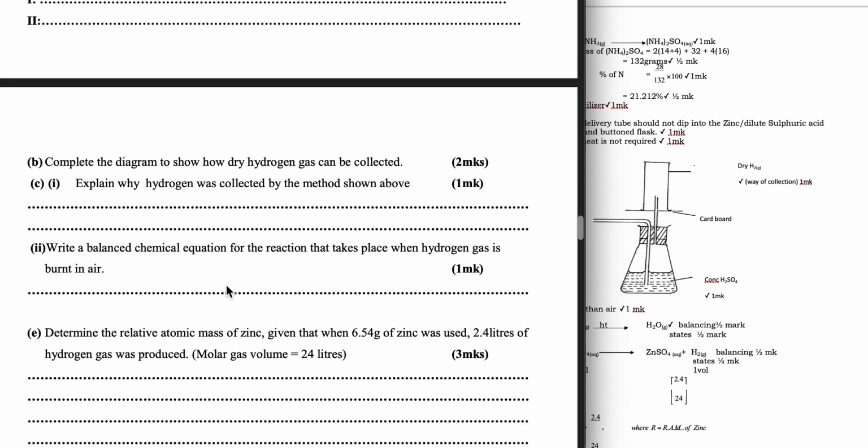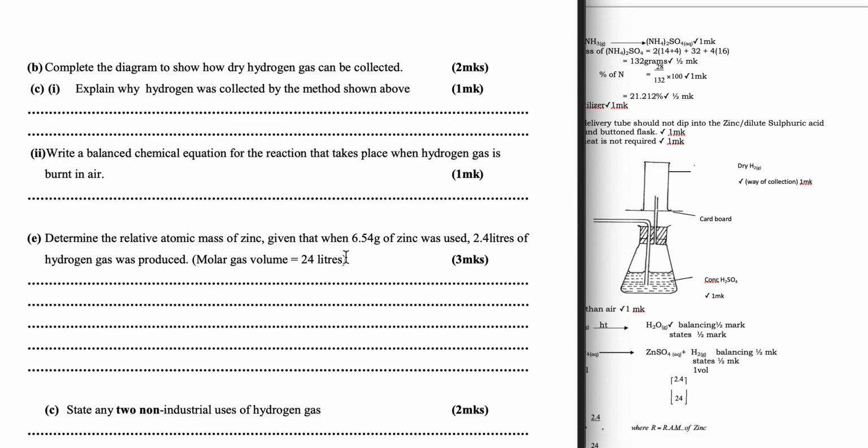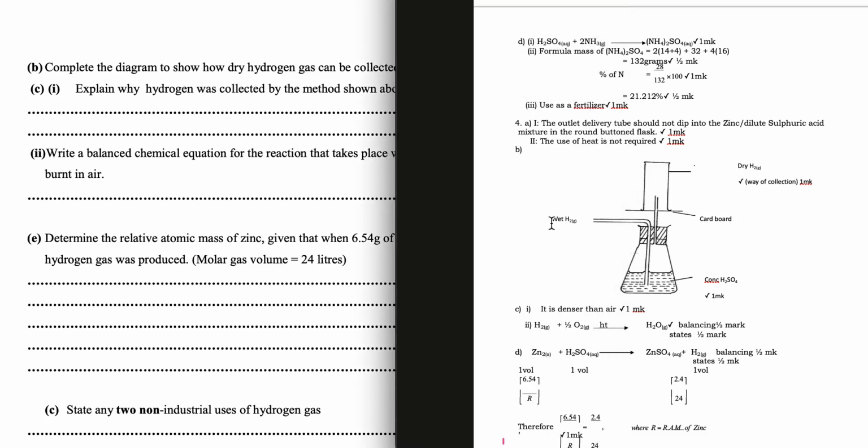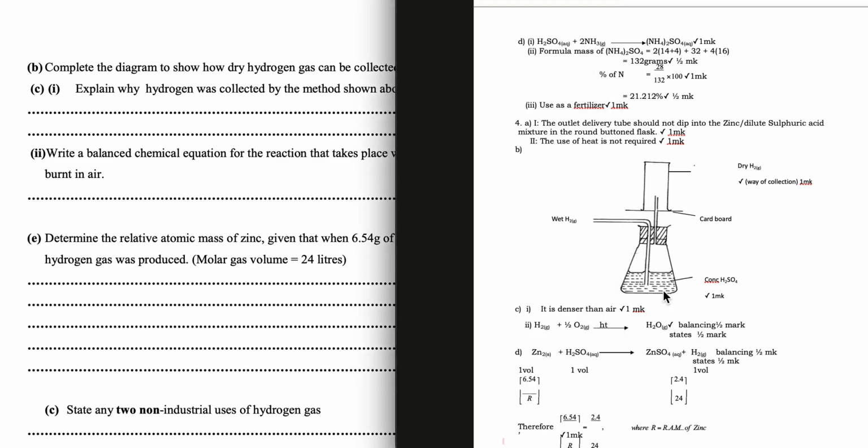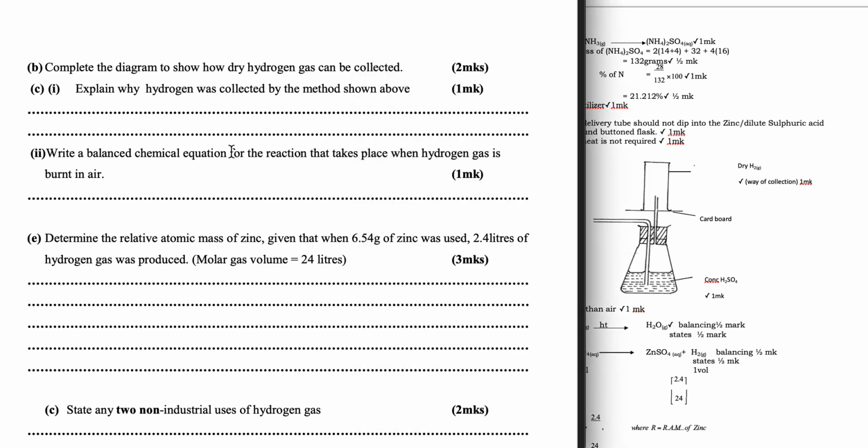Complete the diagram to show how hydrogen gas can be collected. This is how you complete it. Wet hydrogen, the cardboard. Explain why hydrogen was collected by the method shown above. It is less dense than air. Write a balanced chemical equation for the reaction that takes place when hydrogen gas is burnt in air.